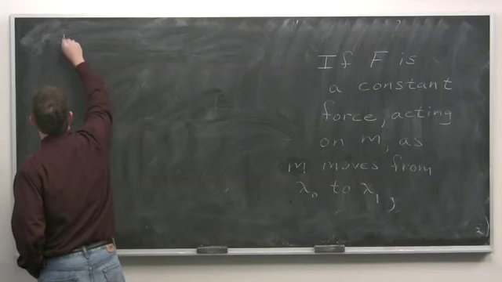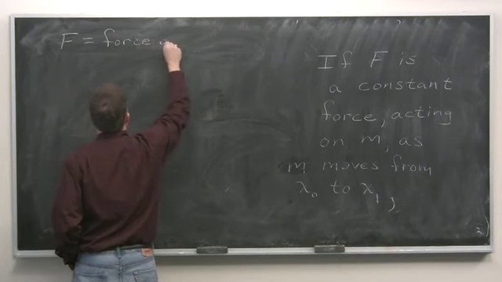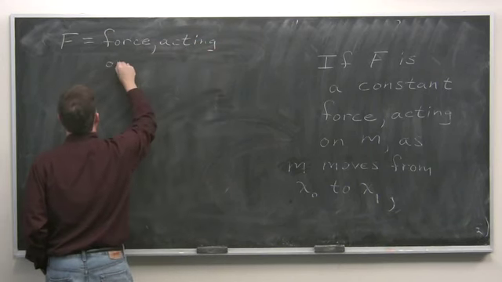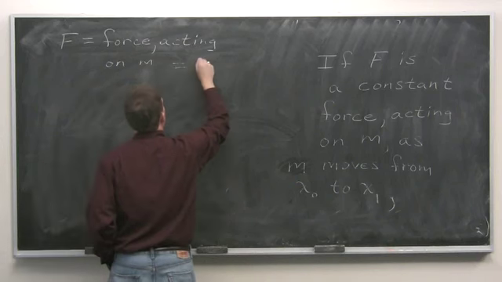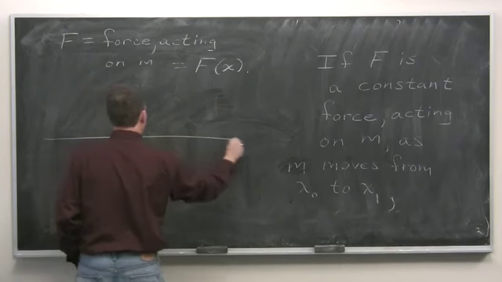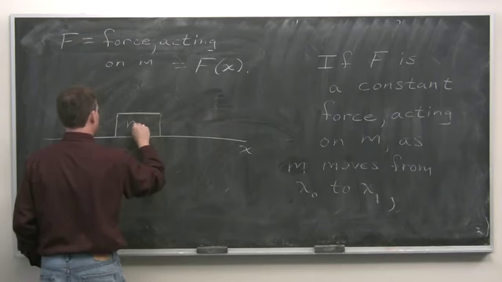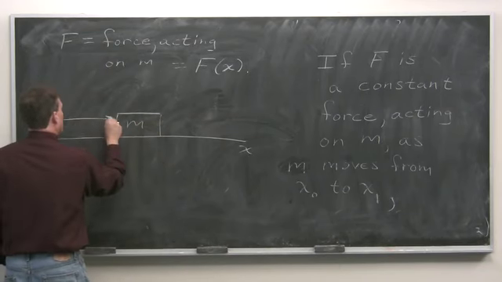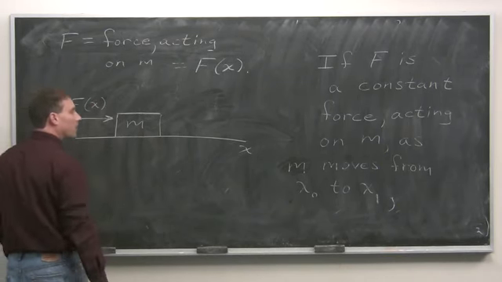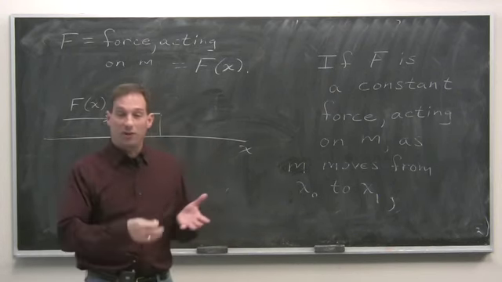So what frequently happens is F, the force acting on M, is a function of the position, so that as the mass moves, the force can be changing. Well, then how do you calculate the work done by this variable force?